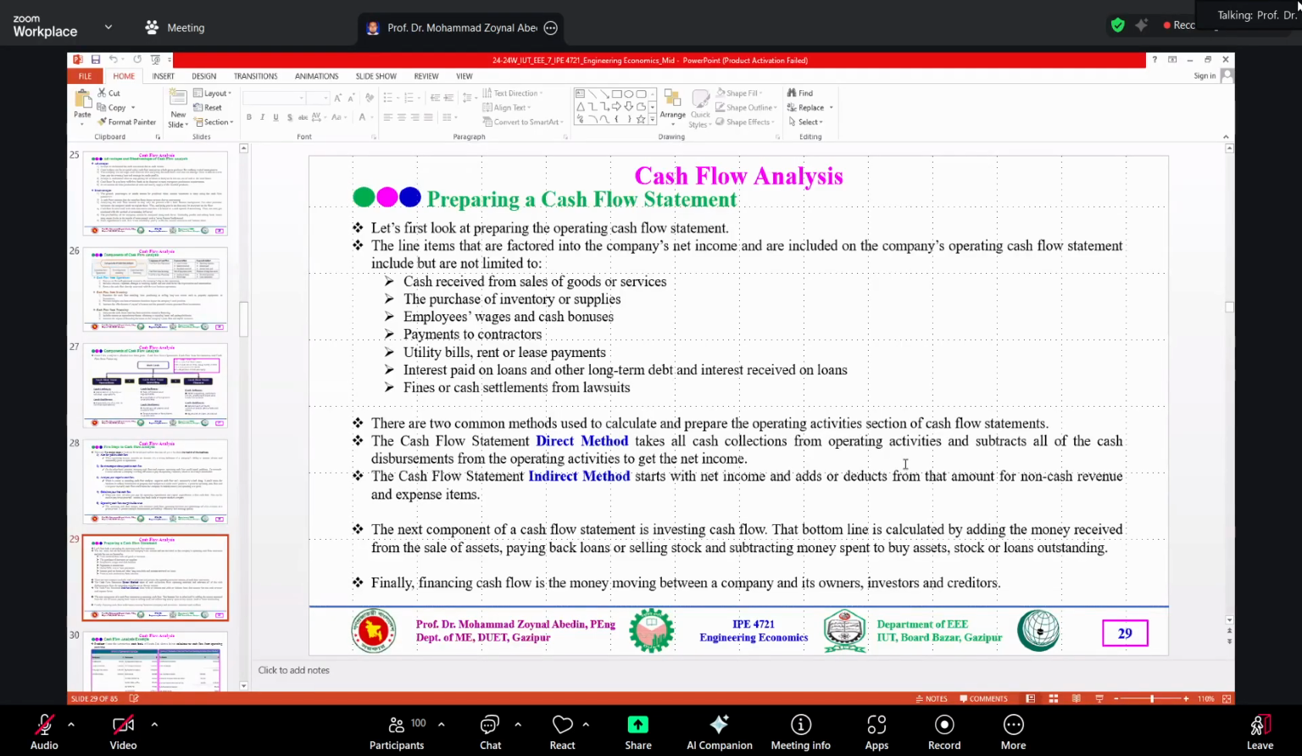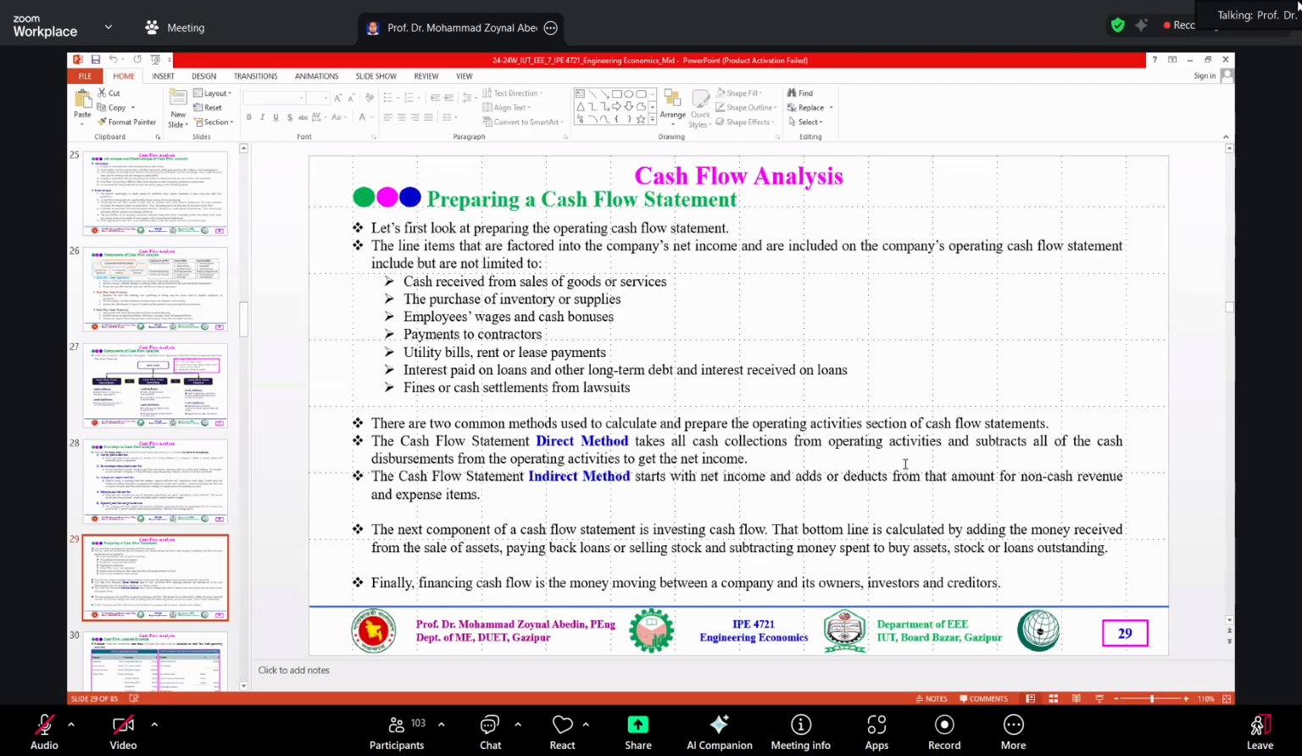The indirect method of the cash flow statement starts with the net income, and to this net income you add or subtract the amounts for non-cash revenue or expense items. When you complete the operating cash flow statement, you go to investing cash flow. That bottom line is calculated by adding the money received from the sale of assets, paying back loans and selling stock, and subtracting money spent to buy assets, stock or loans outstanding.